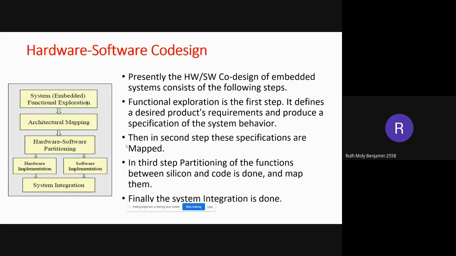So in co-design, this is the process that follows. This is what we learned last class. The first step is called functional exploration, that means you are finding out the desired product's requirements. The second step is you need to map them. And in the third step, we need to partition the functions into software and hardware, do the hardware implementation and the software implementation individually, and then integrate both the hardware and software together. That is what is called hardware software co-design.